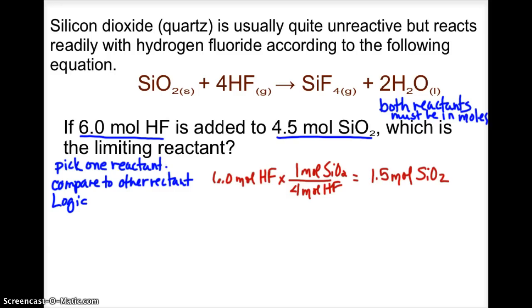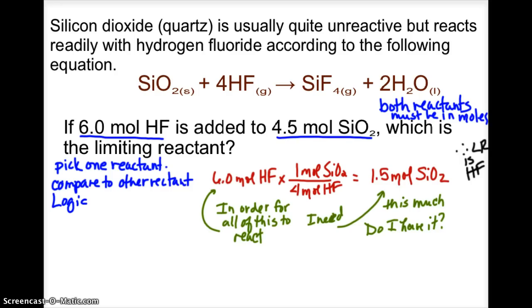So I'm picking HF and I'm comparing with a mole ratio the silicon dioxide, and notice that I have 4 moles of HF. That 4 moles of HF is comparing the mole ratio that I have right here. 4 moles of HF to 1 mole of silicon dioxide produces 1.5 moles of SiO2. So in order to use the full 6 moles of HF, in order for that all to react, I need 1.5 moles of SiO2. Do I have that much?